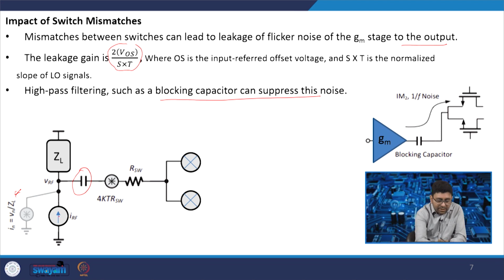So, this is a representation of the GM stage, where this is the load and this is the current I_RF, and this is the noise current V_n by Z_L, and this is the 4kT R_switch that we have already considered. So, using a blocking capacitor will help us to reduce the noise.